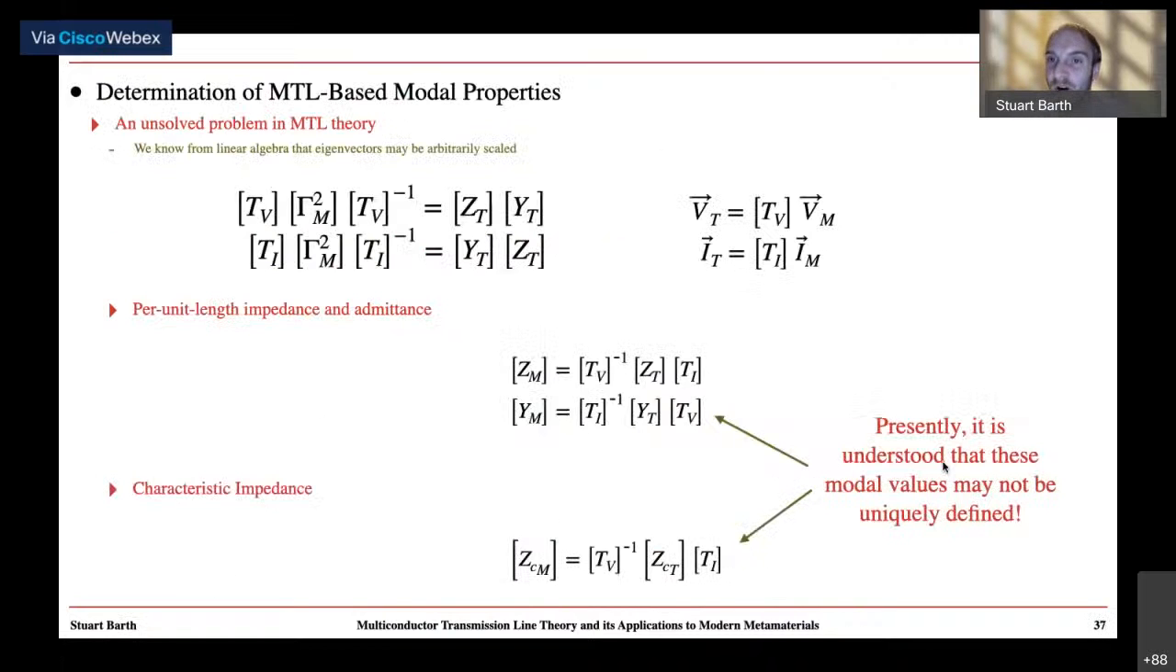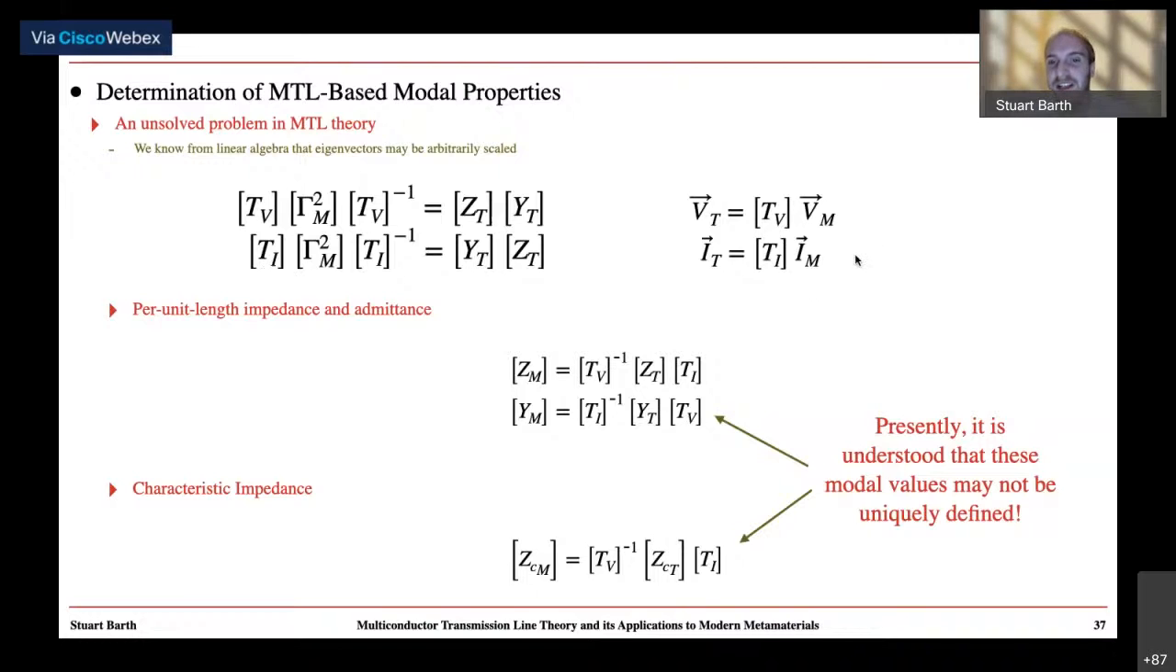Some of my own work that's still under development involves determining the properties of multiconductor transmission line modes. Interestingly enough, this is an unsolved problem in multiconductor transmission line theory. We know from linear algebra that eigenvectors may be arbitrarily scaled. So we have these matrices, TV and TI, which I spoke about before, which affect our change of bases between the modal and terminal domains.